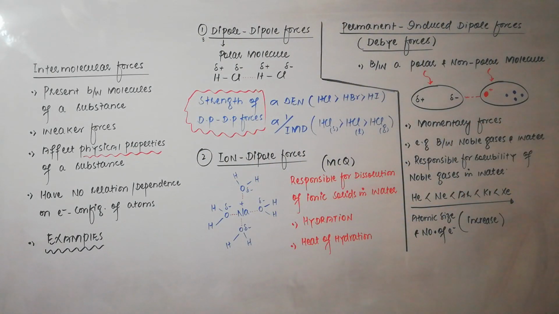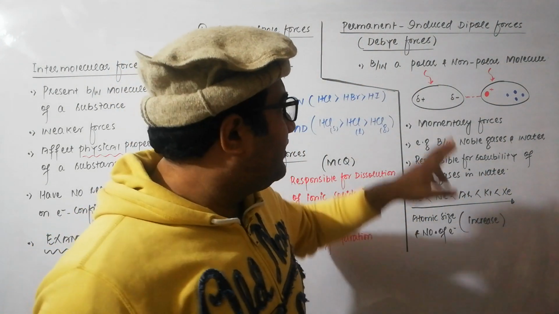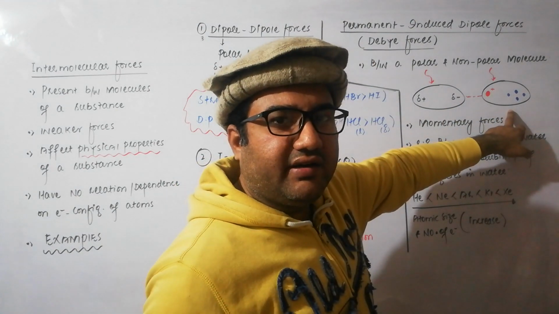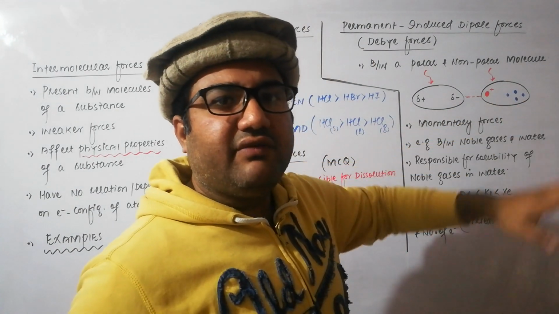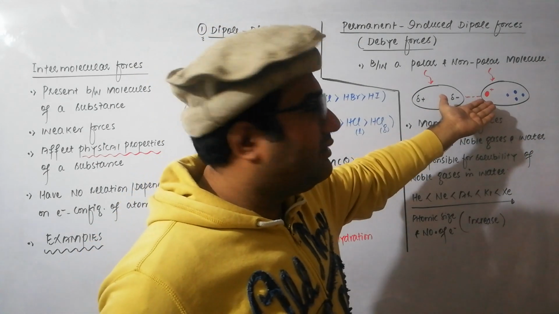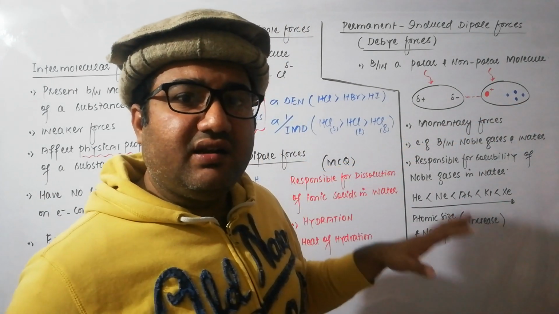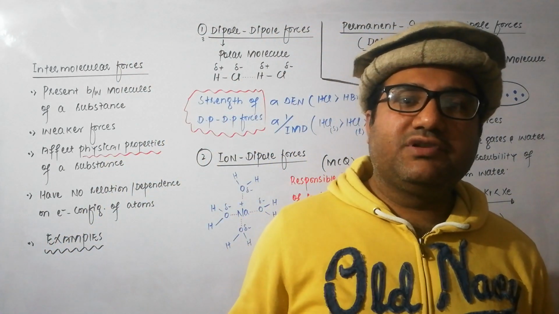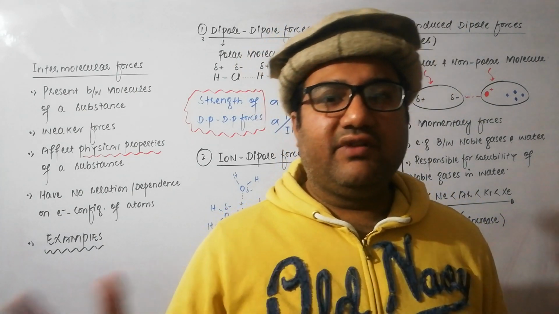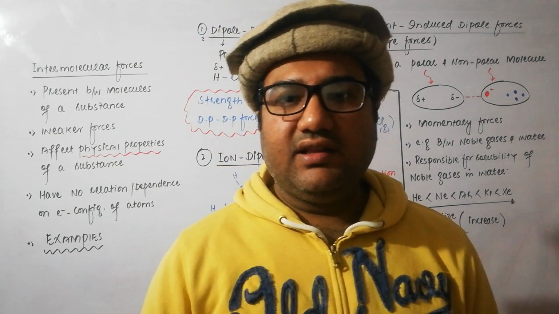Now these are momentary forces. Why? Because electrons keep on moving. When electrons come in front of this negative part, the polarization is created, induced polarity is created. But when the electrons move away from it, that molecule will again become non-polar and its polarization will vanish. So these are momentary forces, not permanent forces, because they are formed and vanish, formed and vanish. These forces are formed and vanished in milliseconds even.